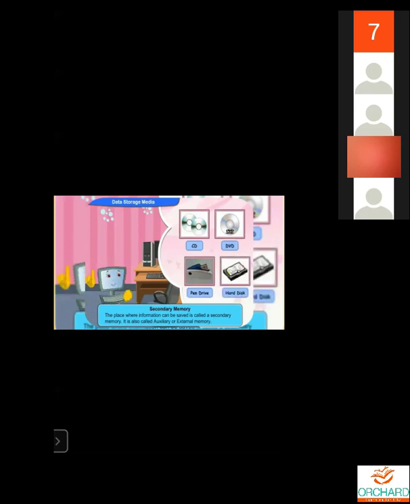The place where information can be saved is called a secondary memory. It is also called auxiliary or external memory. CDs, DVDs, pen drives and hard disks are examples of secondary memory.